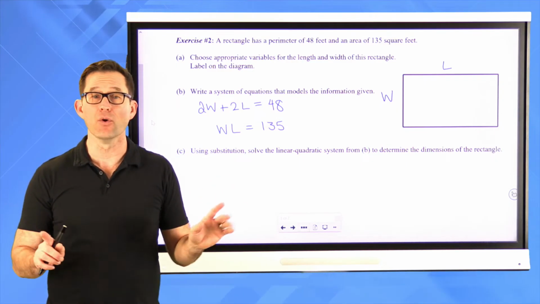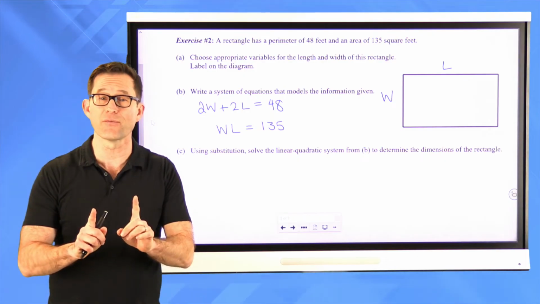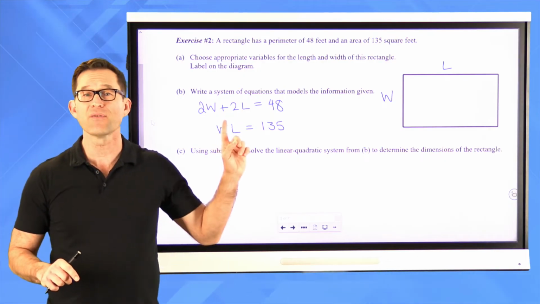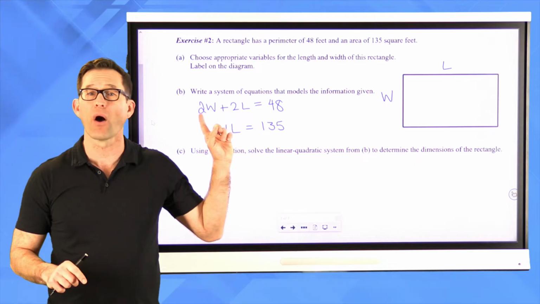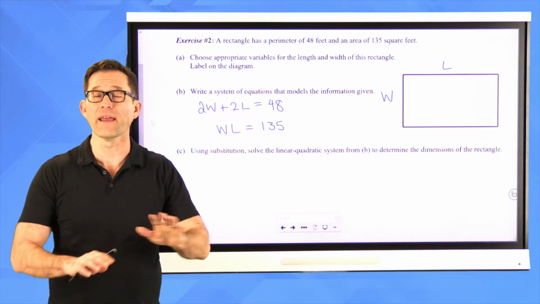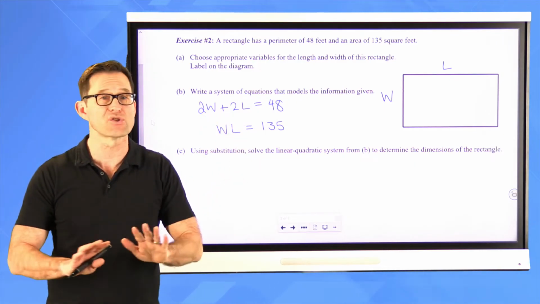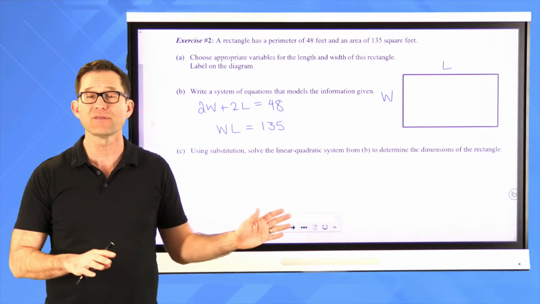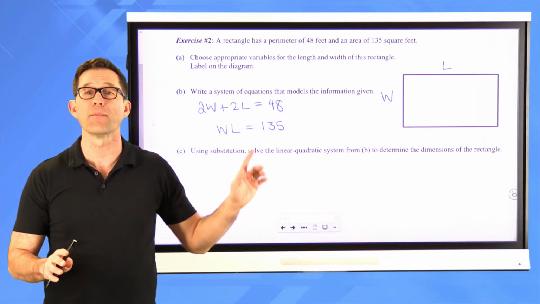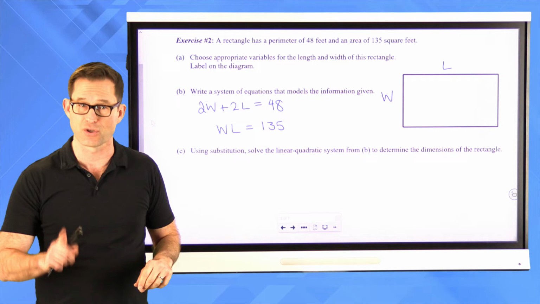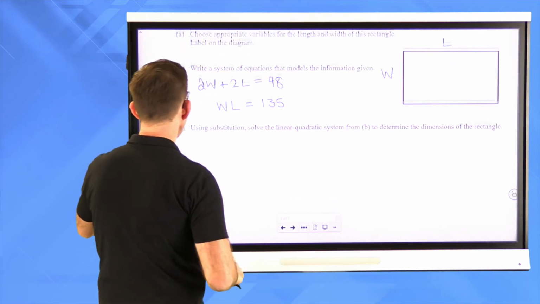And what I'm going to do, and some teachers may choose to do this differently, by the way, I'm going to take this first equation and I'm going to solve it for either W or L. It doesn't matter which one. It's totally irrelevant, okay? I'm going to solve it for either W or L, and then I'm going to substitute it into the second equation. Okay, so let's start with that process.